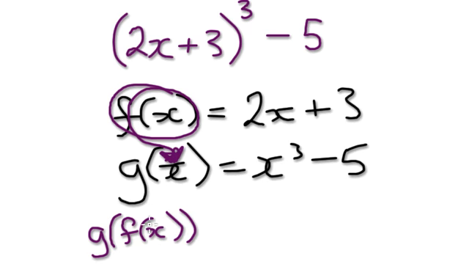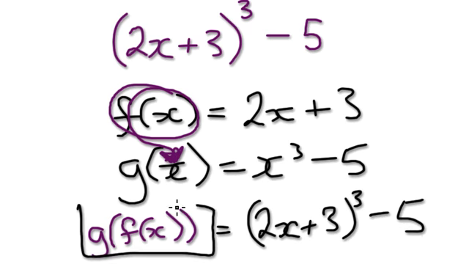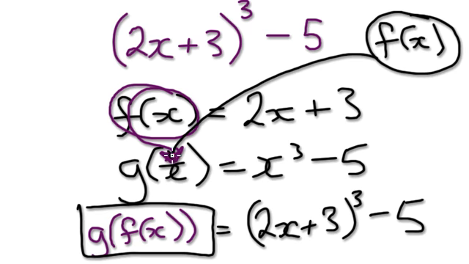So the way it's written is this. Don't forget, this is our first function here, and that's being put inside g of x. So the notation, or the way you write it, is like this. This here becomes 2x plus 3 to the power of 3 minus 5. So when you have f of x, if you put f of x into this g here, it will be written as this.